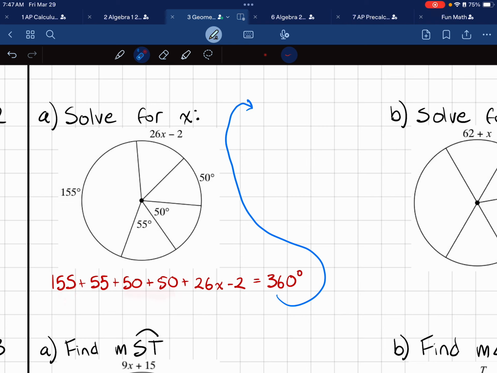Plus this one, so 210 goes up to 310. Then I have to subtract 2. So 310 minus 2 is 308. So really what I have here is 308. And then I still haven't touched this 26x. So plus 26x, and that's still equal to 360.